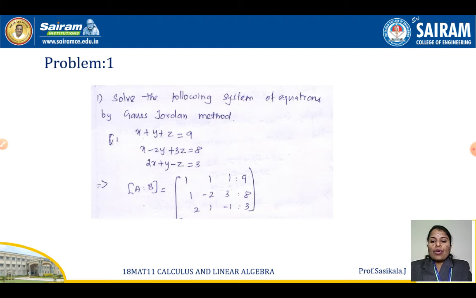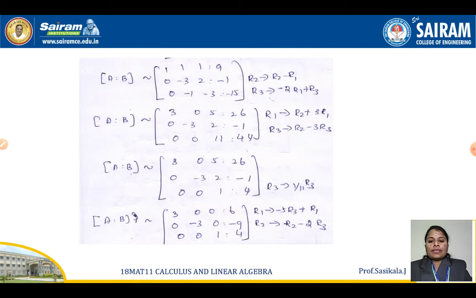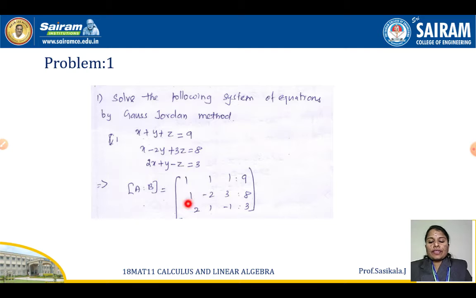What you have to do is first eliminate the second row first element, the third row first element, and the third row second element. These three positions we are going to make 0. After that, we are going to convert the upper terms also to 0. First we make the upper triangular, then using that we make the diagonal matrix.